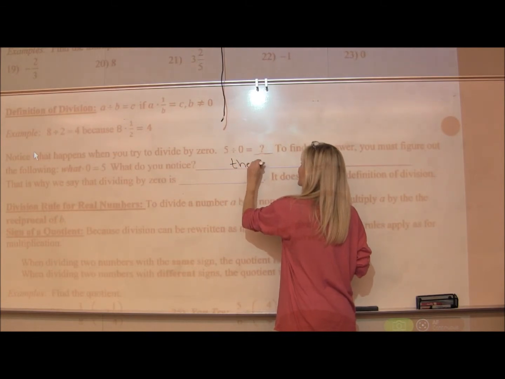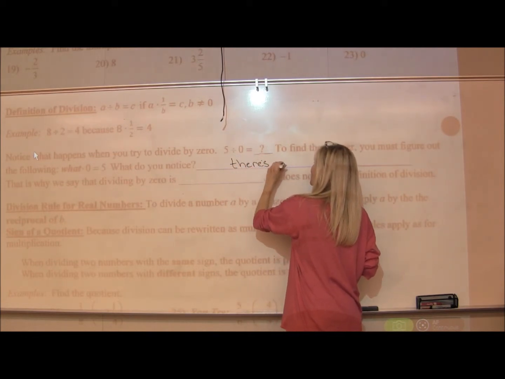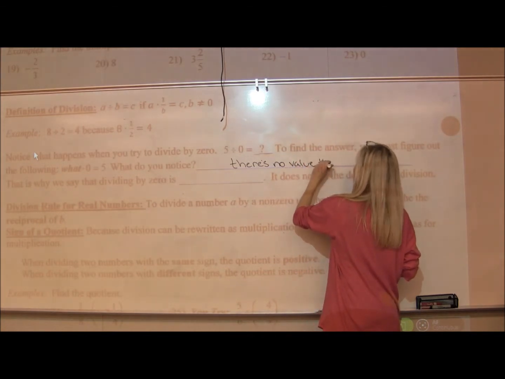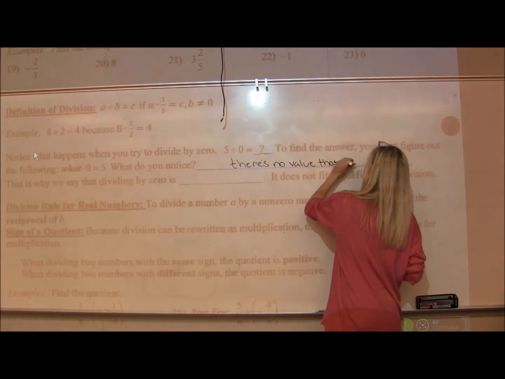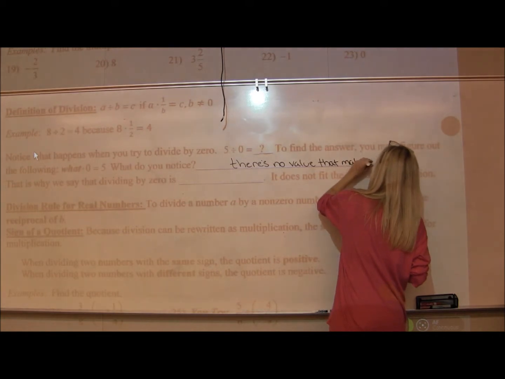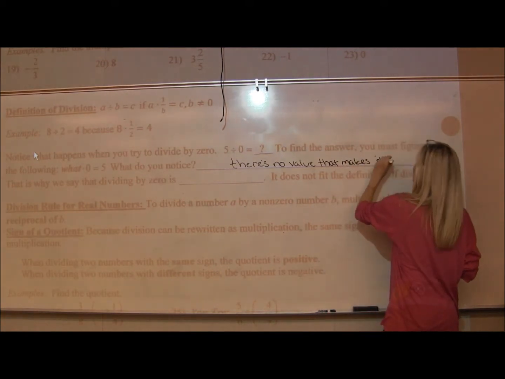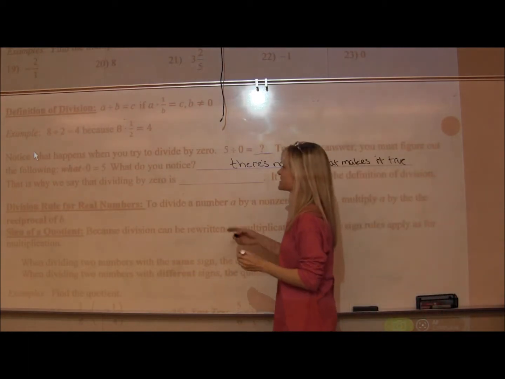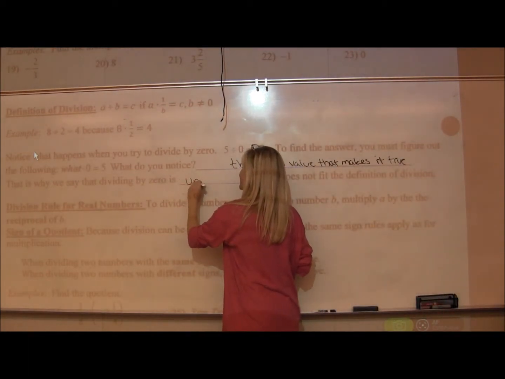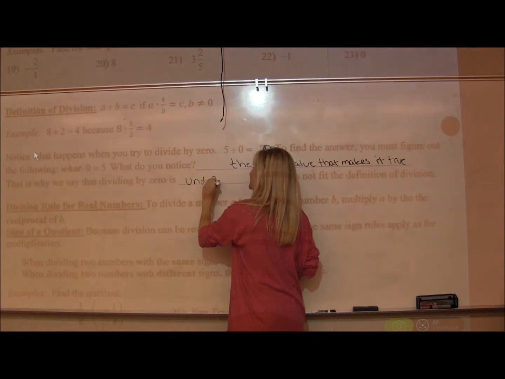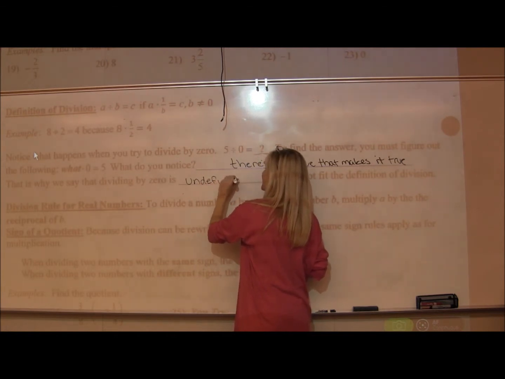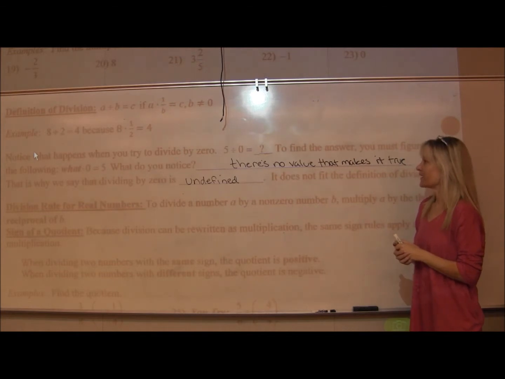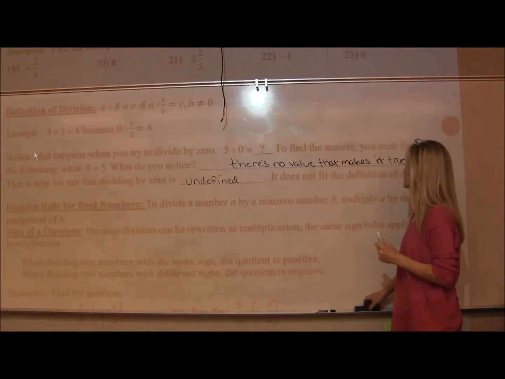There's no value that makes that true. Or you could write nothing works. Nothing works. So that's why we say dividing by 0 is undefined. It doesn't fit the definition of division. Okay? That's why they say you can't divide by 0.